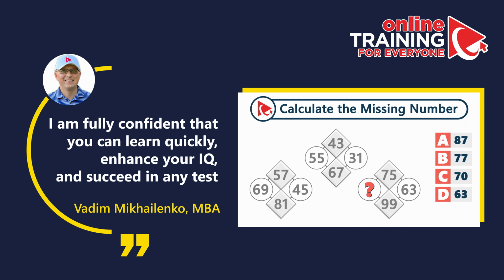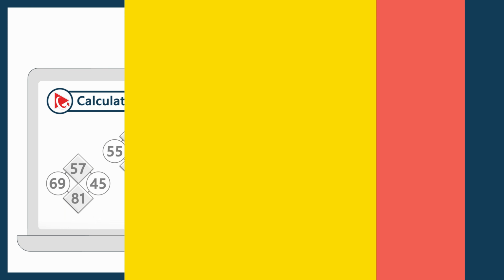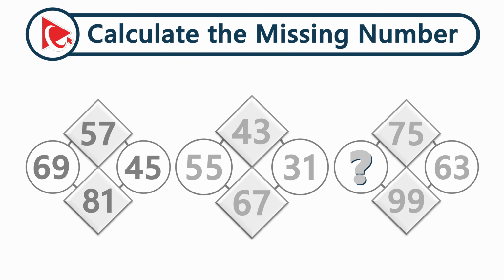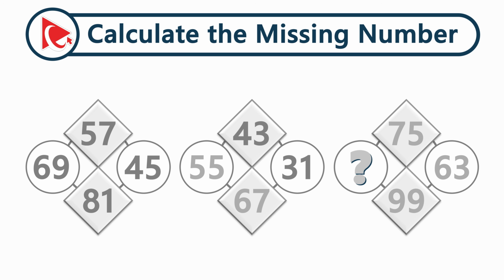Here's an interesting question with cool shapes. Try solving it on your own first without looking up the answer. Each one of the cool looking shapes has 4 numbers. The first shape has numbers 57, 45, 81, and 69. The second shape has numbers 43, 31, 67, and 55. And then comes the third shape, which only has 3 numbers visible, 75, 63, and 99. And then the fourth number is missing.